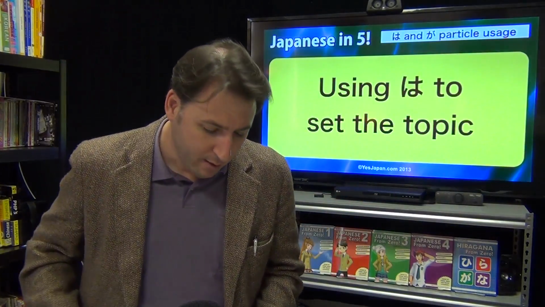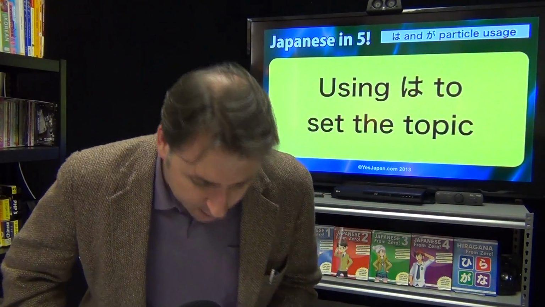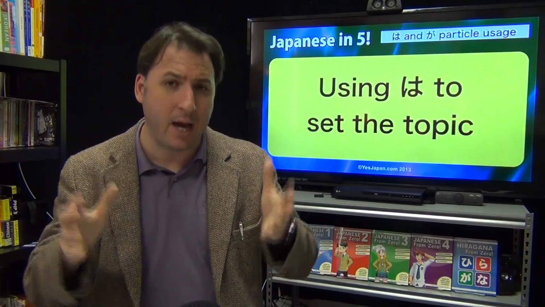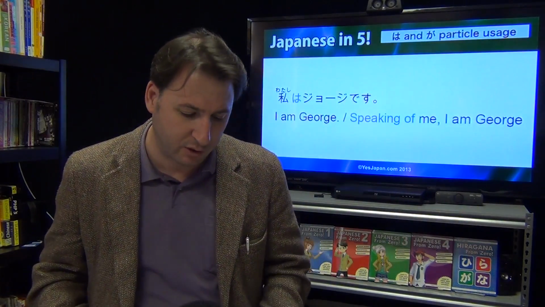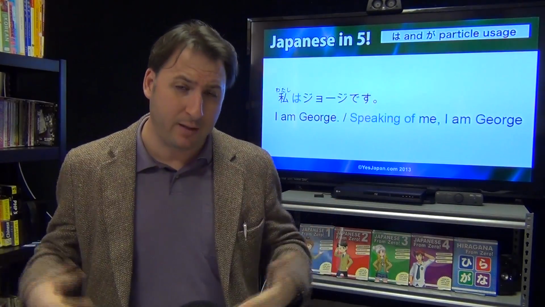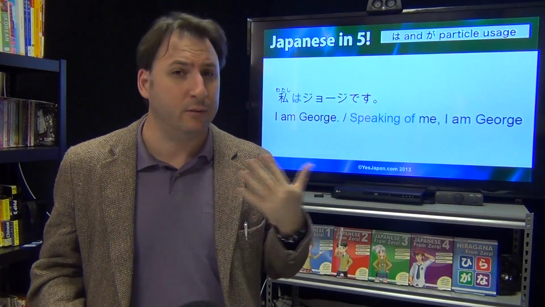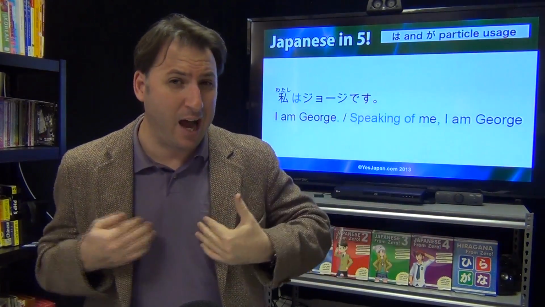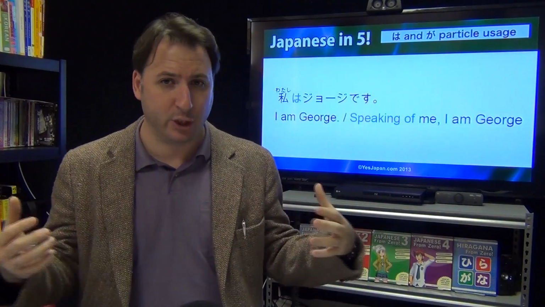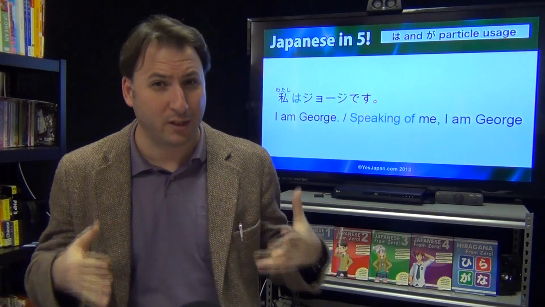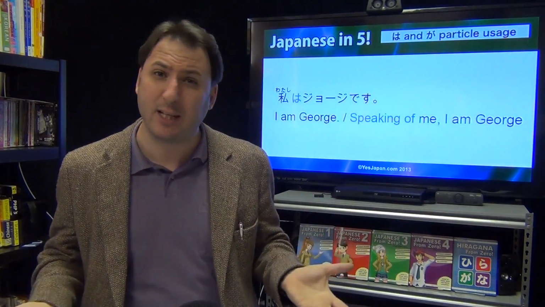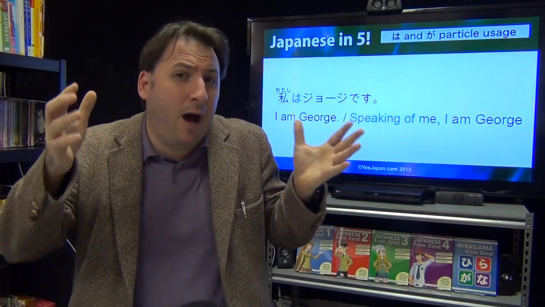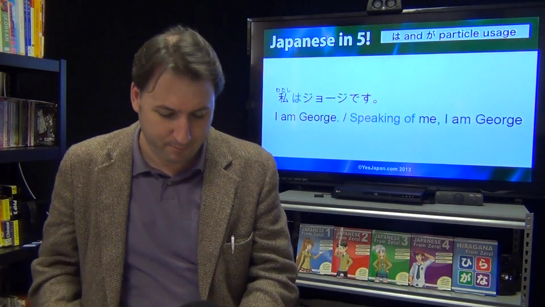Let's talk about why. First, let's talk about using wa to set the topic. This is the main function of wa. For example, one of the very first sentences you can learn is how to say, I am something, and that would be just simply, watashi wa George desu. I am George. Watashi wa insert name desu. Watashi wa George desu. Okay? I am George. What you're really saying is, hey, speaking of me, watashi wa George desu.